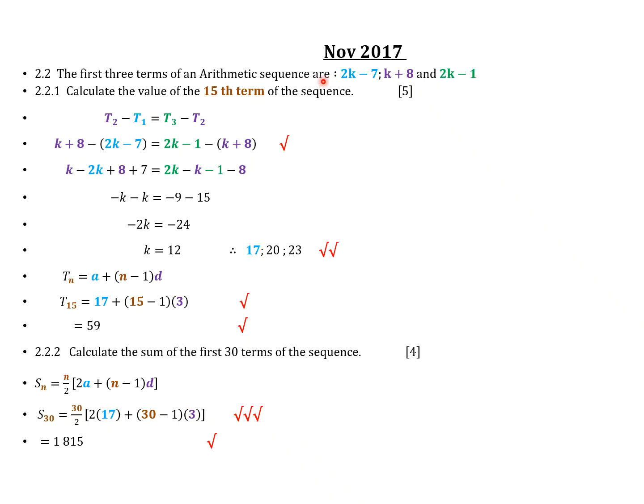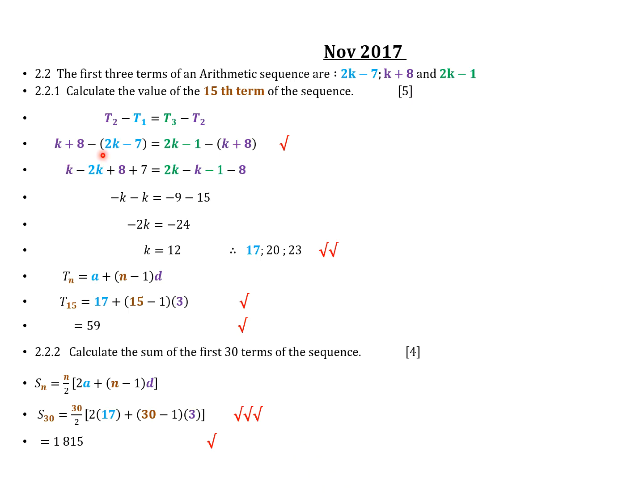So term 2, k plus 8, minus term 1, which is 2k minus 7. As soon as I have more than one term and there's a minus in front of it, make sure you put it in a bracket. That way you ensure you multiply the negative to both terms and not only one term. Term 3 is 2k minus 1. Term 2 is k plus 8, and because it's more than one term, I put it in brackets with a negative in front of it.